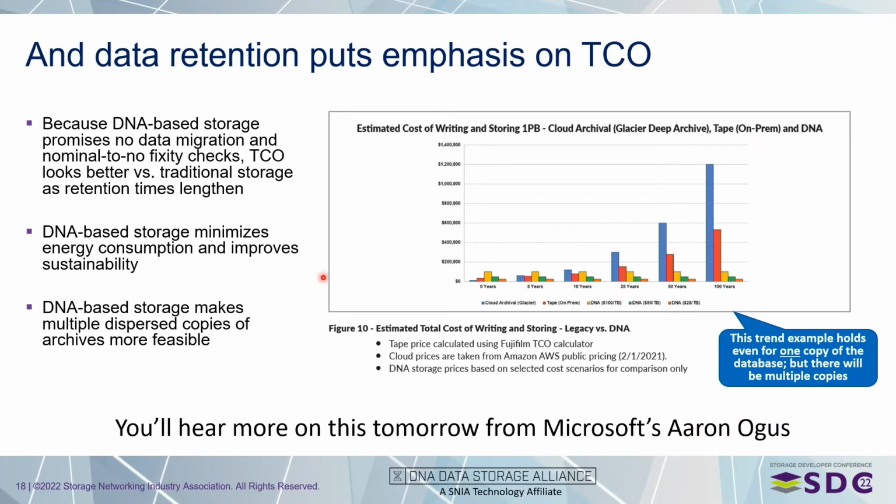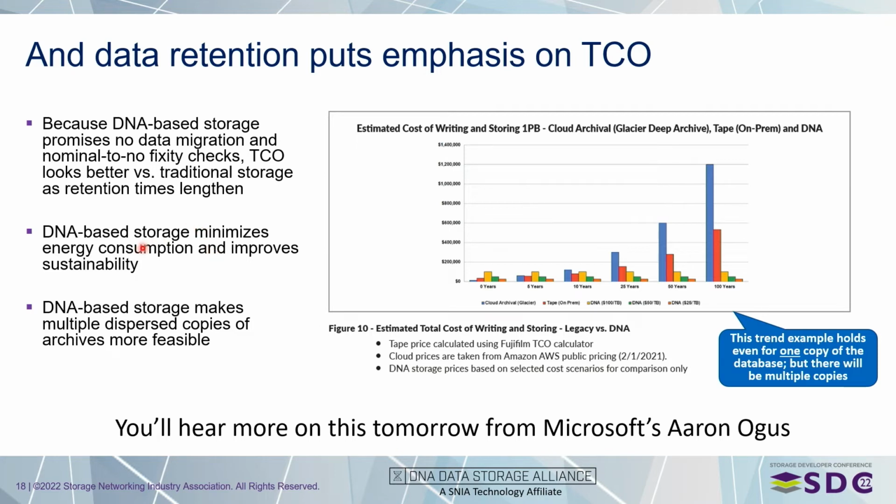And the basic message is that the fixity checks and migrations for traditional storage begin to swamp the costs of ownership over time. So if you want to keep a lot of data for a long time, you need something, whether it's glass, whether it's DNA, something. So the market needs a solution.